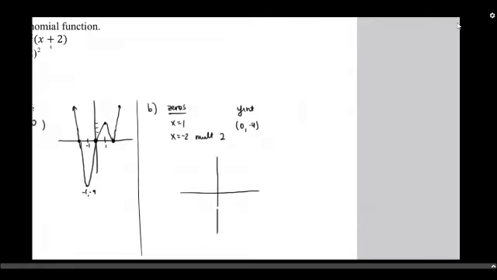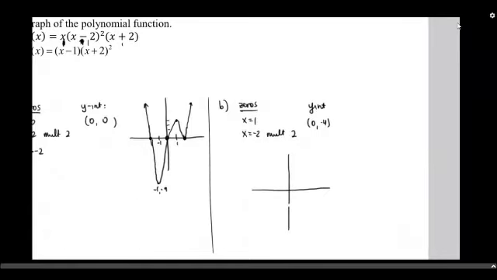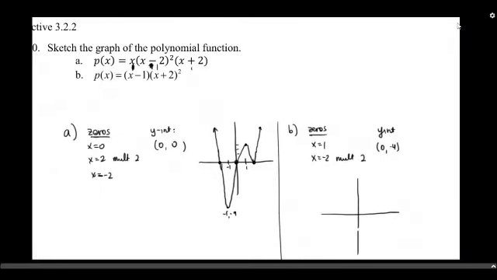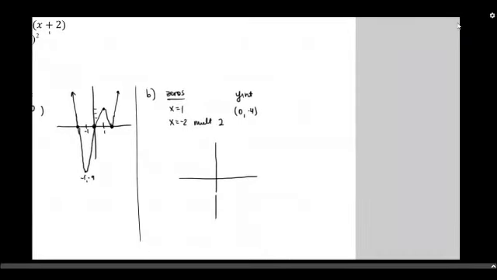And this is going to be a third degree polynomial because it only has 3 factors. So third degree, we've got a 0 here at x equals 1, and negative 2 and a y-intercept down here at negative 4. A third degree polynomial that has a positive coefficient means that the left side is going down and the right side going up.